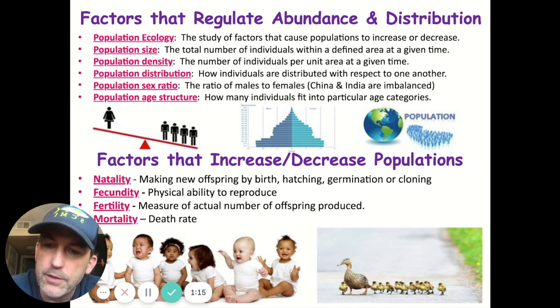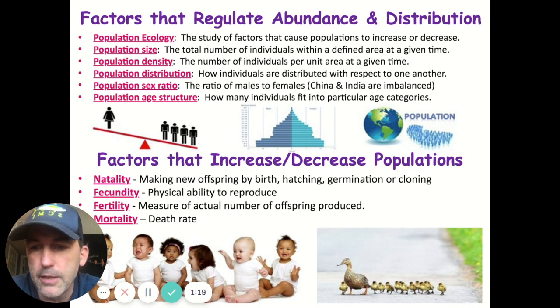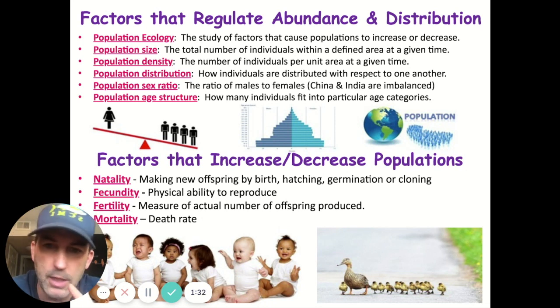The population sex ratio, of course, is the ratio of males to females. And in natural systems, that can be wildly skewed, where you have fish species that are dominated by mostly female individuals, few males. Same in bird populations as well. It can be the other way as well. And then you have population age structure, which is how many individuals within a population fit into certain age categories.